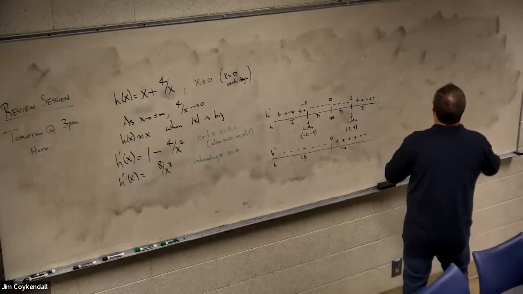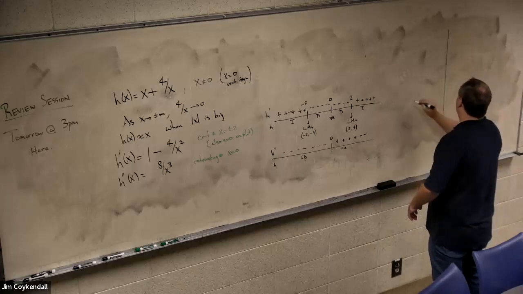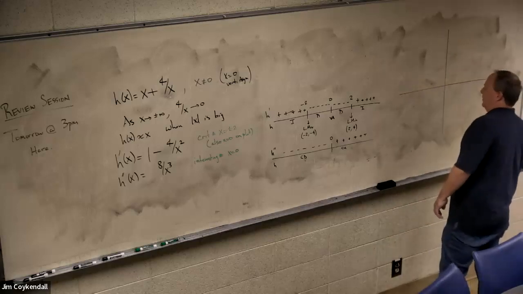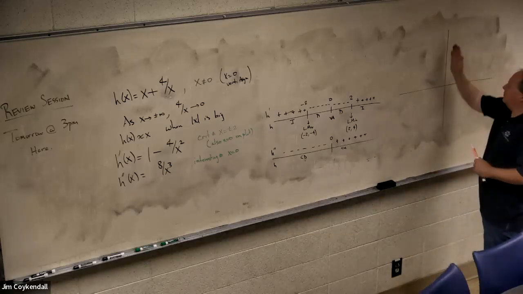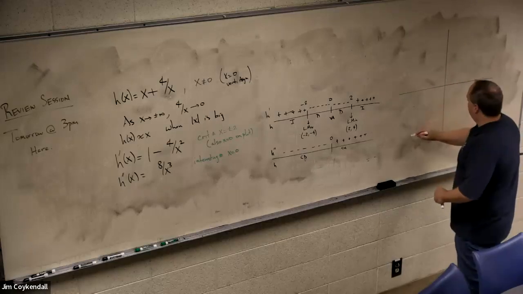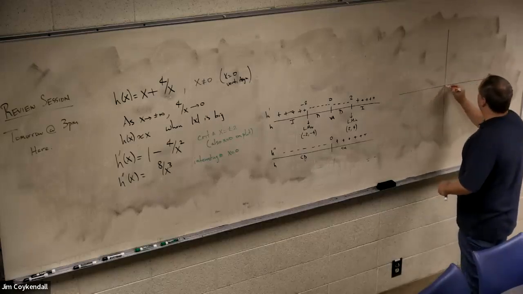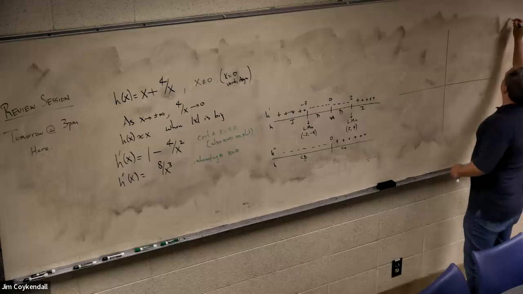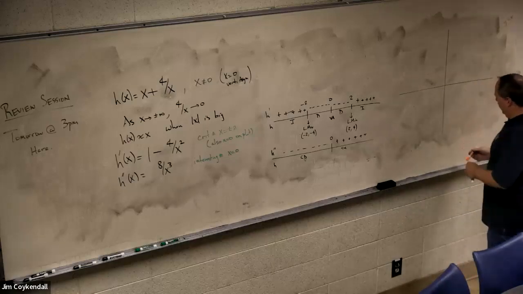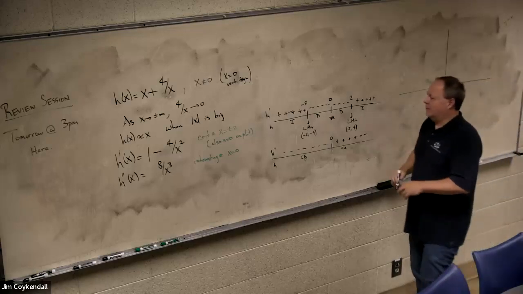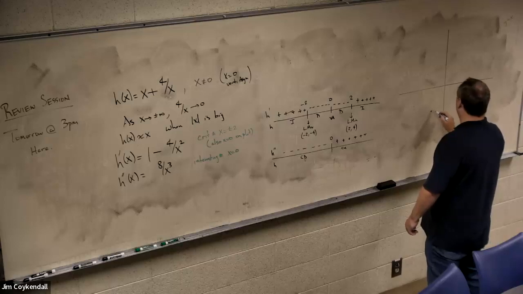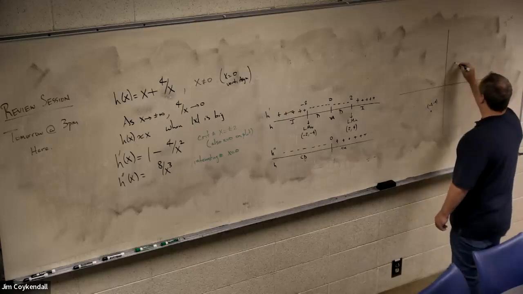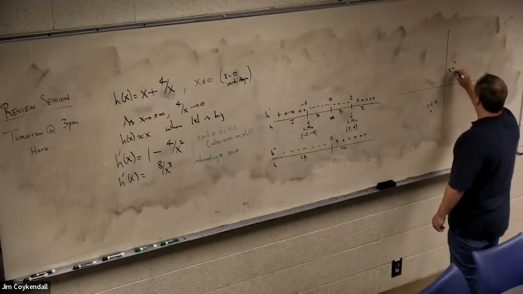So I think I know this function pretty well. I know I've got a vertical asymptote right here, and the line y equals x is going to be that slant asymptote. Let's see what happens here. I've got a local max at -2, -4, right there. I've got a local min at 2, 4.